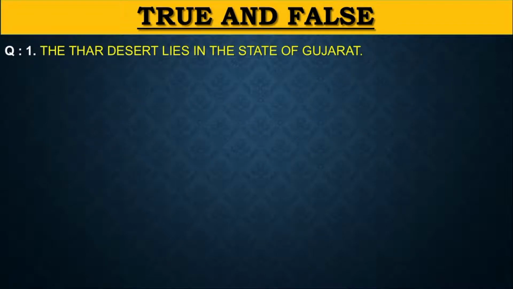Second, we will discuss true and false of this lesson. Question number 1. The Thar Desert lies in the states of Gujarat. Answer of the question is true because the Thar Desert lies between the state of Gujarat and Rajasthan.